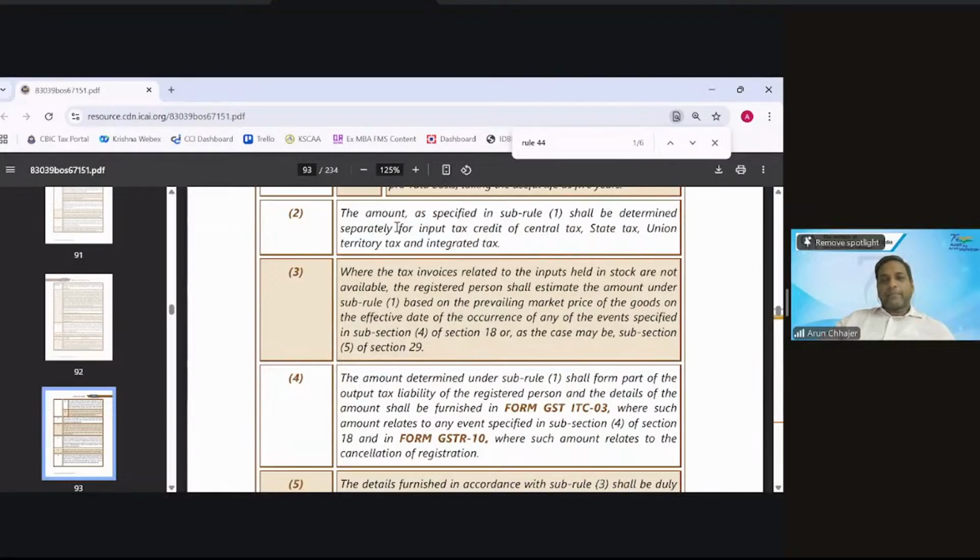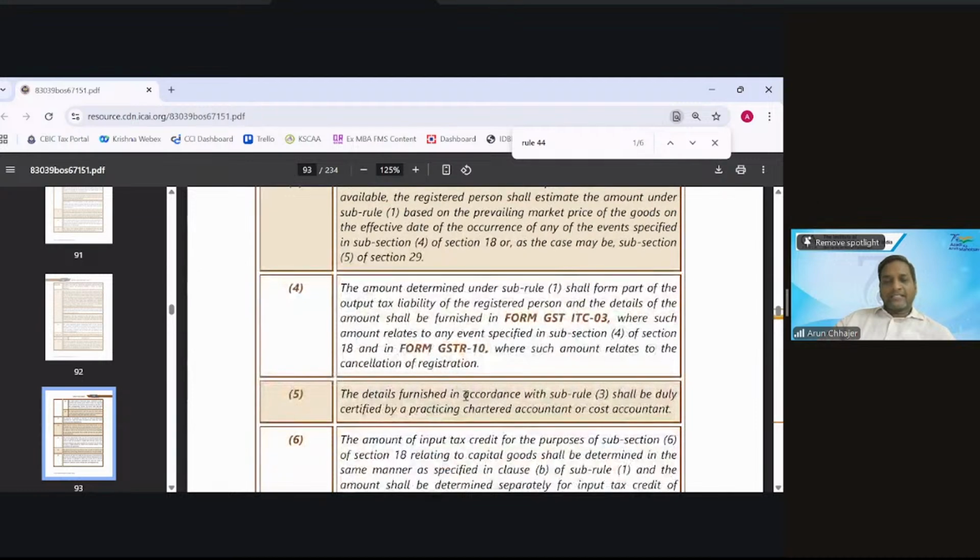Amount as specified shall be determined separately for ITC. Where the tax invoices are not available, the registered person shall estimate the amount under sub rule 1 on the basis of prevailing market price. Amount determined under sub rule 1 shall form part of the output tax liability of the registered person, and the details of the amount shall be furnished in the ITC 03.